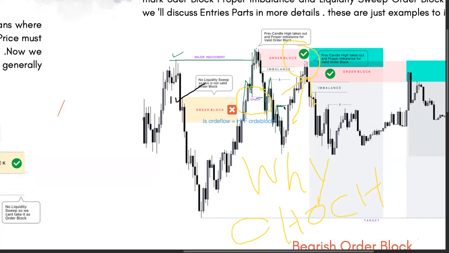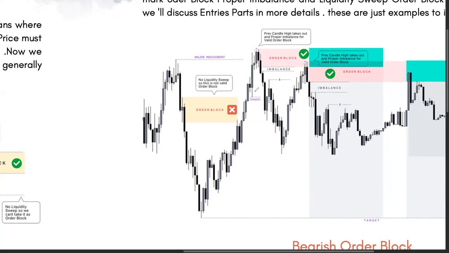So the first entry is here after taking out the inducement, and the second on the extreme. And the extreme is always high probability, and after taking out the inducement is also a possible entry, but we need additional confirmation, and we can also sell here. Let me clean this one first. We can also sell here, right? Okay, but we need one more entry here.